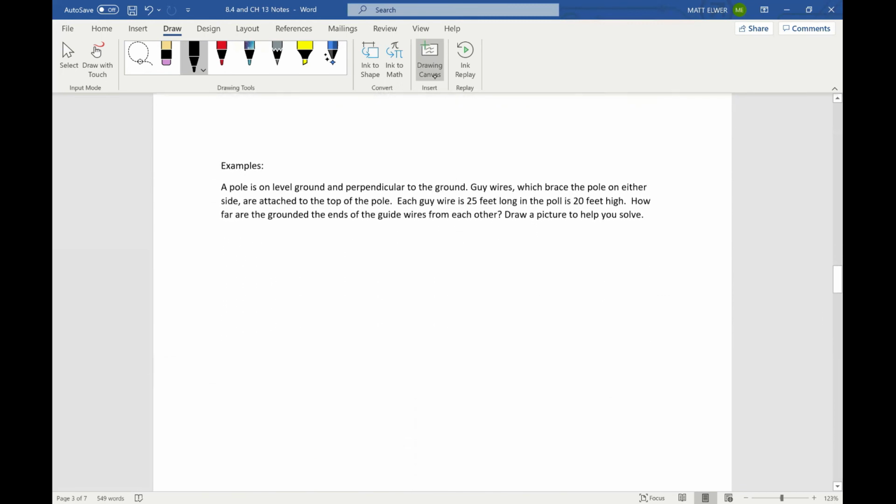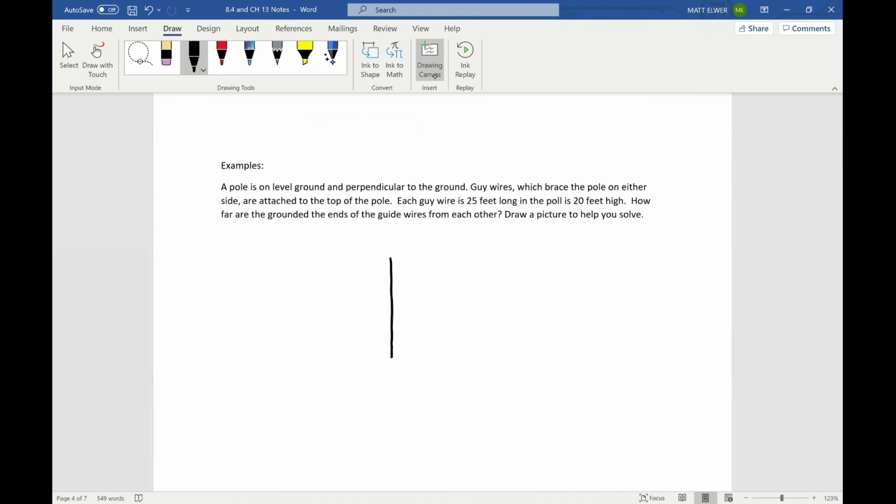So this one says, a pole is on level ground and perpendicular to the ground. We have guy wires, which brace the pole on either side, attached to the top of the pole. So each guy wire is 25 feet long, and the pole is 20 feet high. So it says, how far are the grounded ends of the guy wires from each other? Draw a picture to help you solve. So there's a few spelling mistakes in there, but let's draw a picture first.